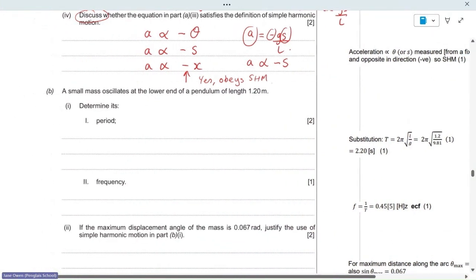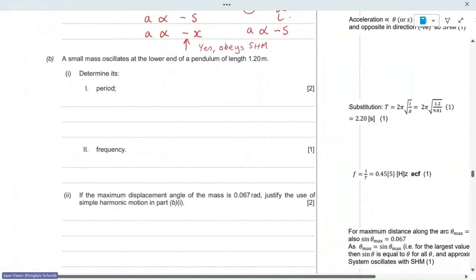Okay, right, so a small mass oscillates. These are lovely little equations, really nice on the last bit of the questions for Unit 3 before you get onto the synoptic one, which is worth 20 marks. So if a small mass oscillates on a length of 1.2 meters, and T equals 2 pi root L over G, then you're just going to put L equals 1.2 and substitute it in.